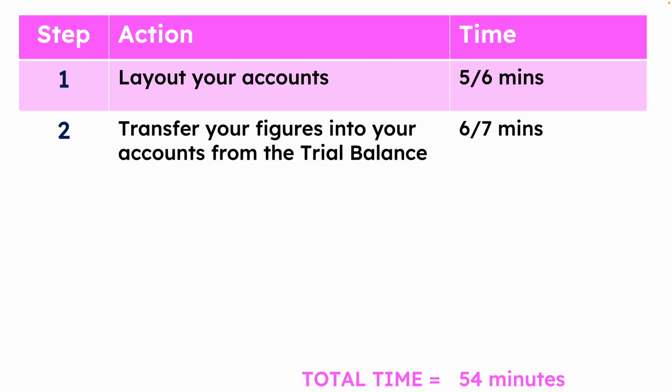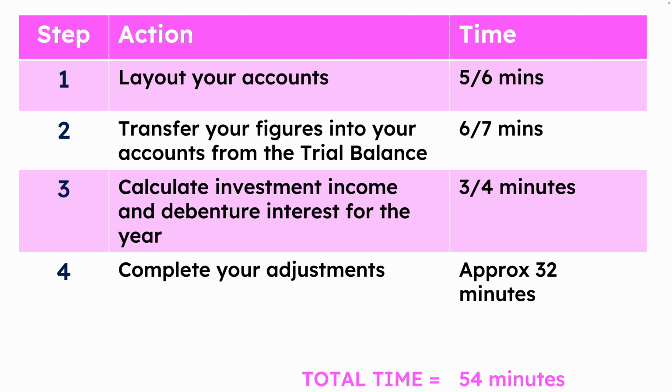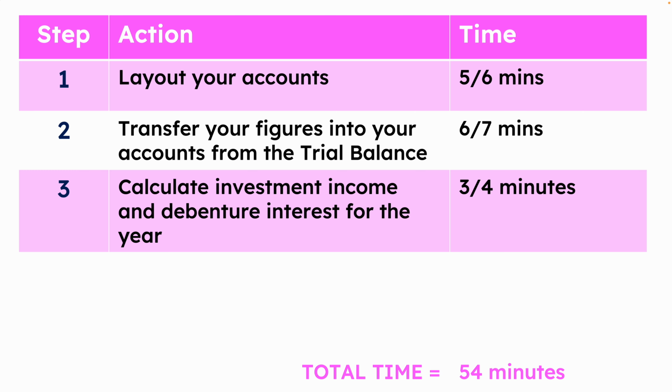Step 2 then would be to transfer the figures into the accounts from the trial balance, and that would take about 6 or 7 minutes. The third step is to calculate the investment income and the debenture interest for the year, and again that would be 3 to 4 minutes. Step 4 then would be to start on your adjustments, and you'd have about 32 minutes for that. And then the last step is to tot up the totals, and that should be 5 minutes, and the total time there is 54 minutes. So the first 3 steps we're going to take a look at now.